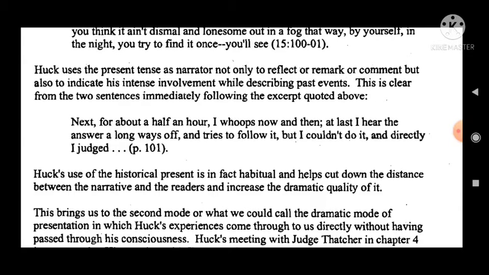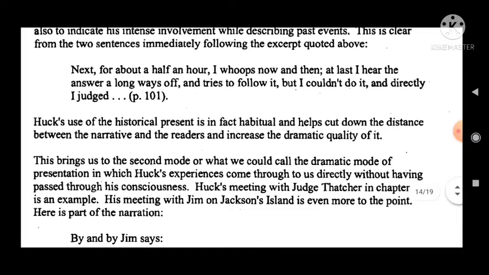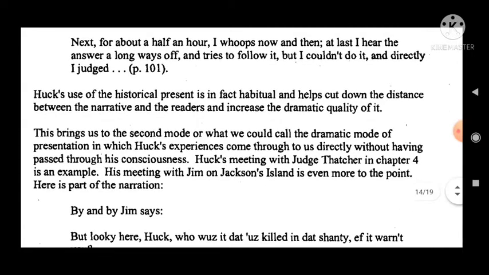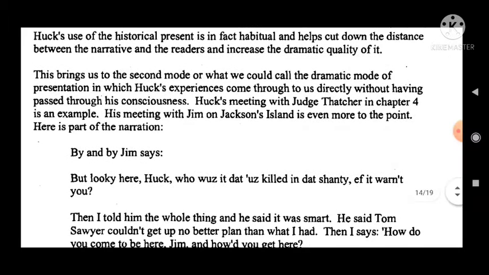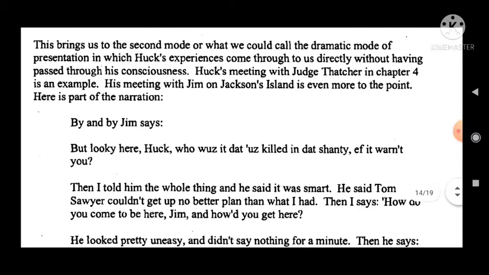Huck's use of historical present is in fact habitual and helps cut down the distance between the narrative and readers and increase the dramatic quality of it. This brings us to the second mode, or what we could call the dramatic mode of presentation, in which Huck's experiences come through to us directly without having passed through his consciousness. Huck's meeting with George Thatcher in chapter 4 is an example.